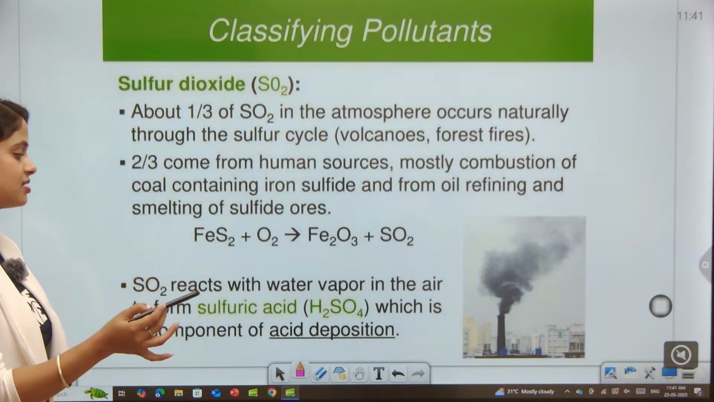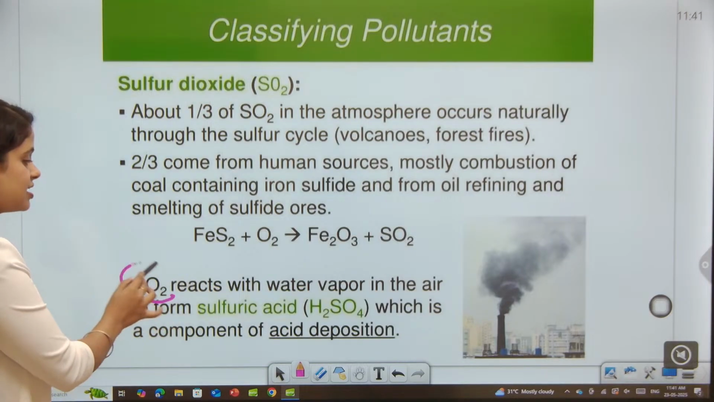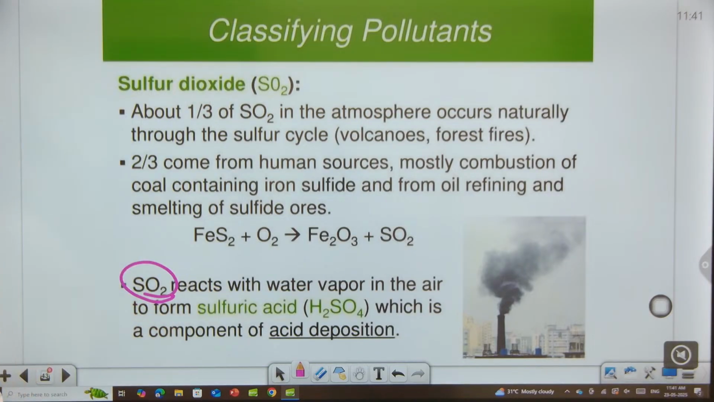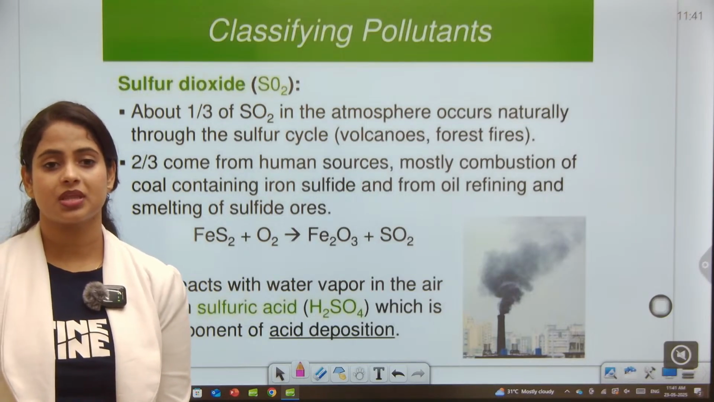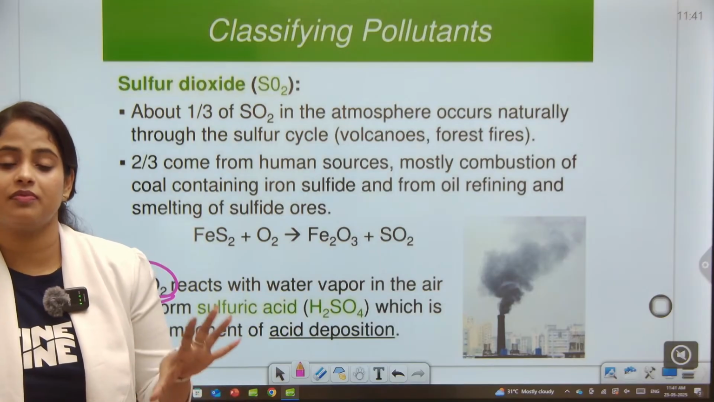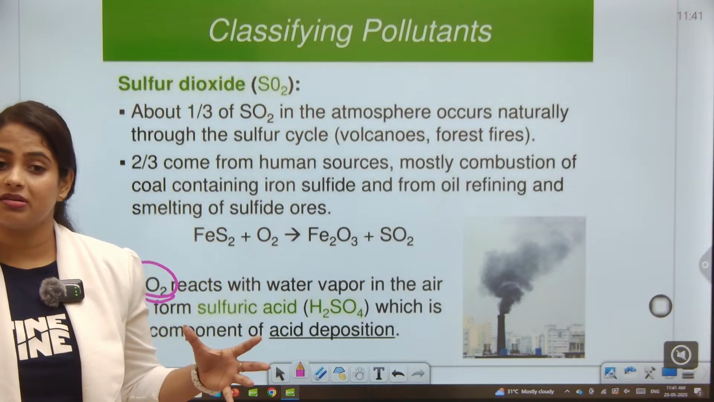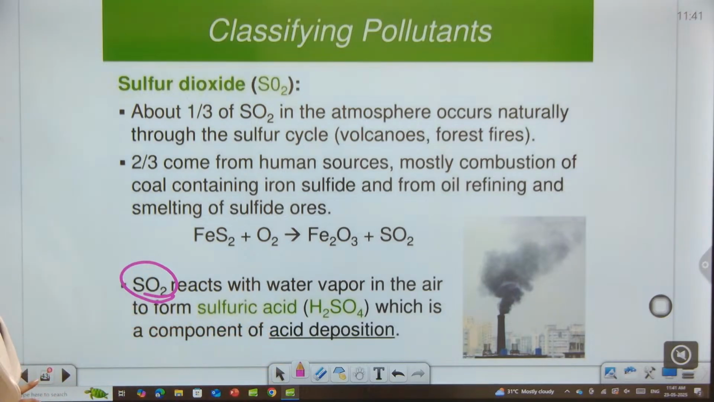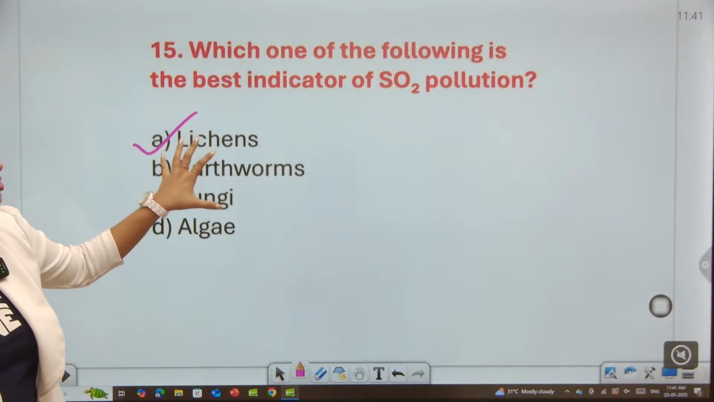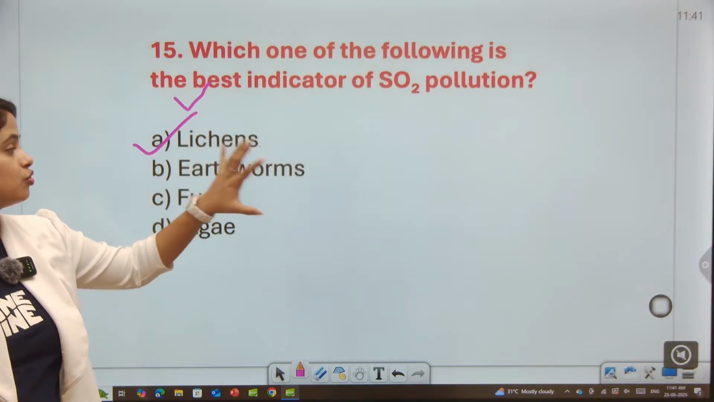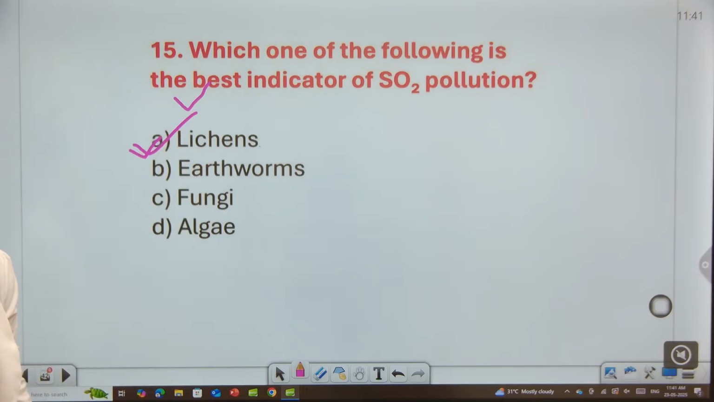The sulfur dioxide reacts with water vapor in the air to form sulfuric acid, which is a component of acid deposition. So this is the form of what? Sulfur dioxide formation. But the leading, that is what? The best indicator of SO2 pollution is what? The lichens that are present in the environment.